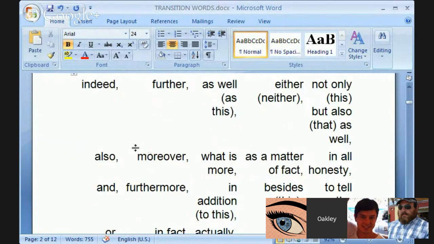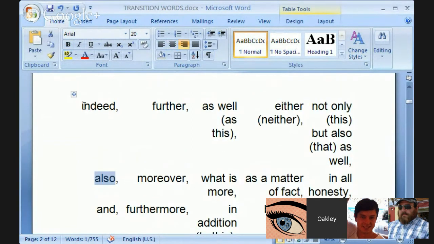Great. Here's a whole bunch of them. Moreover, furthermore, and also. Sometimes we say indeed. Another point maybe. Further or furthermore. As well. We also can use either, or, neither when we're adding information that's an option, or neither, a negative option. I like cake and cookies, and either blueberry or apple pie, for example.